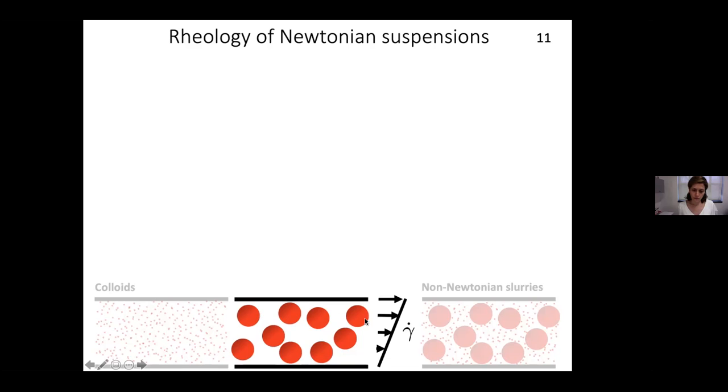So in this case, the background fluid is Newtonian, and there are no colloidal forces on the surface of the particles. So the particles interact with hydrodynamic and contact forces and friction. Suppose that I impose some shear rate on this material. Because of that, shear stresses and normal stresses develop in the material.